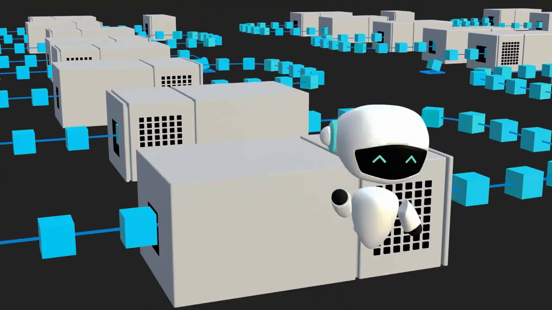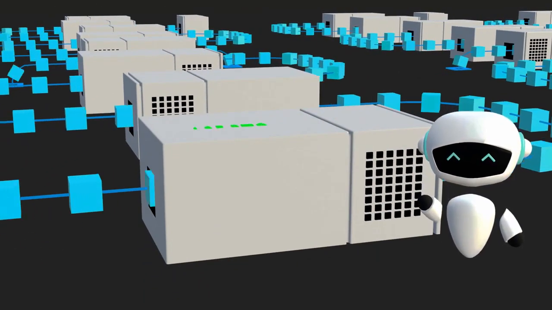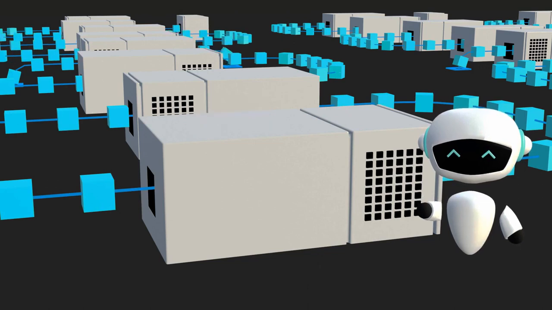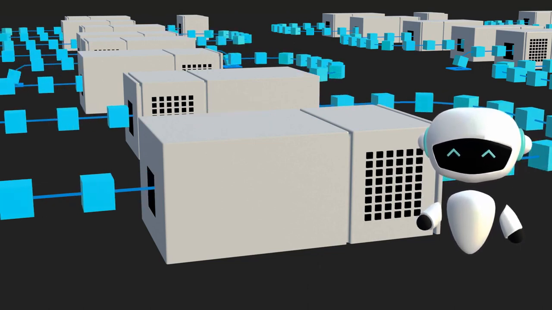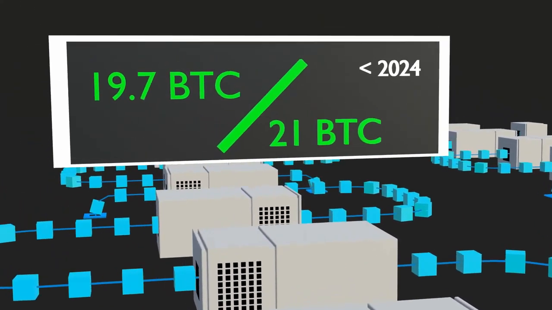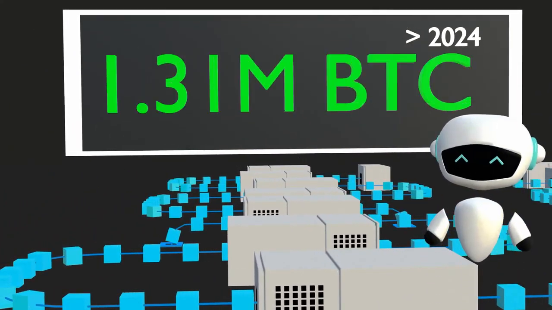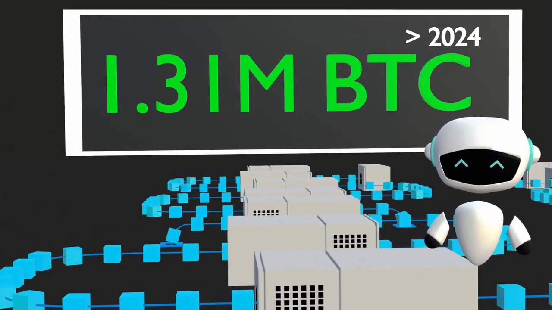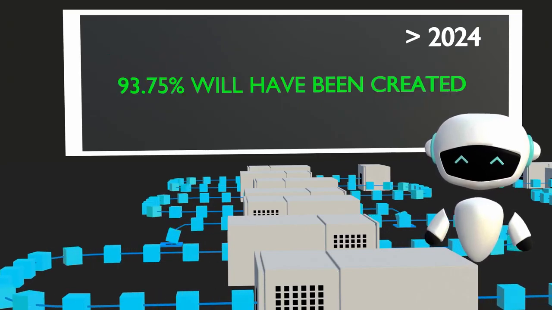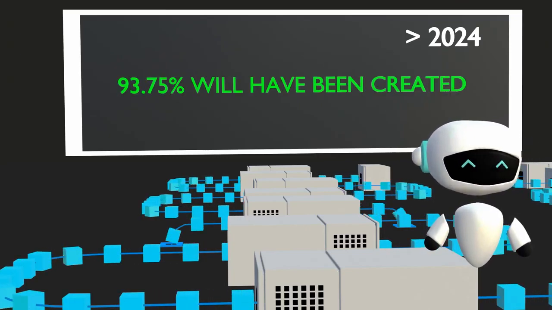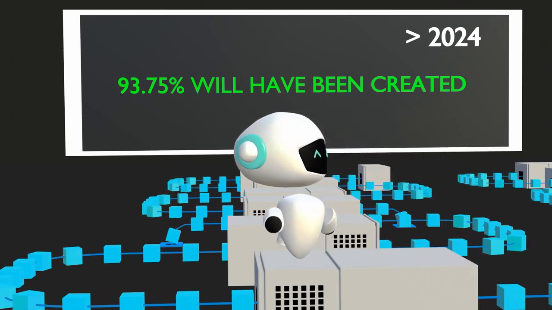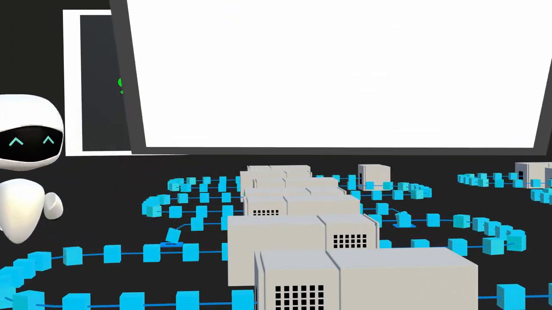In the current stage, the reward per block is 6.25 Bitcoin and will reach a total supply of 19.7 million Bitcoins at the end of this phase. Meaning that from 2024 to 2140, there will only be 1.31 million Bitcoins distributed. In other words, 93.75% of all Bitcoins will have been created when the fourth halving occurs in 2024.